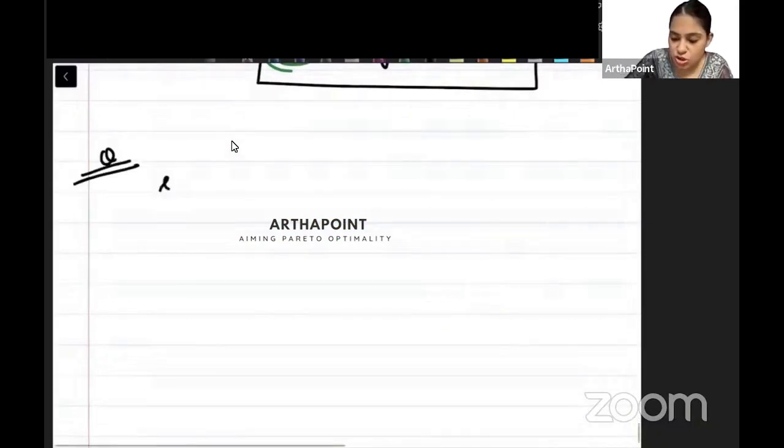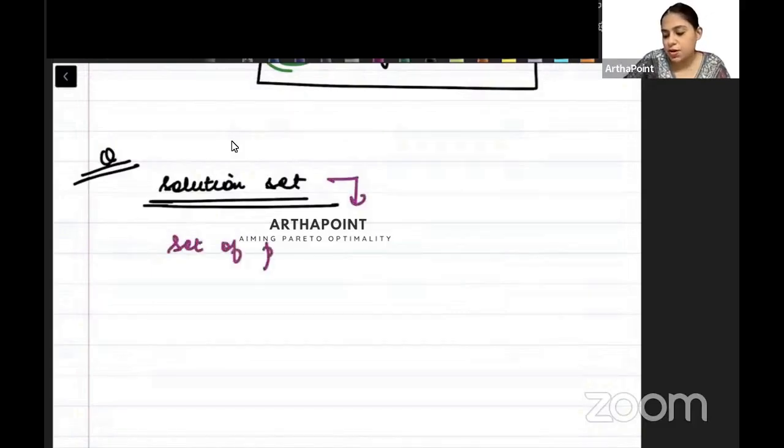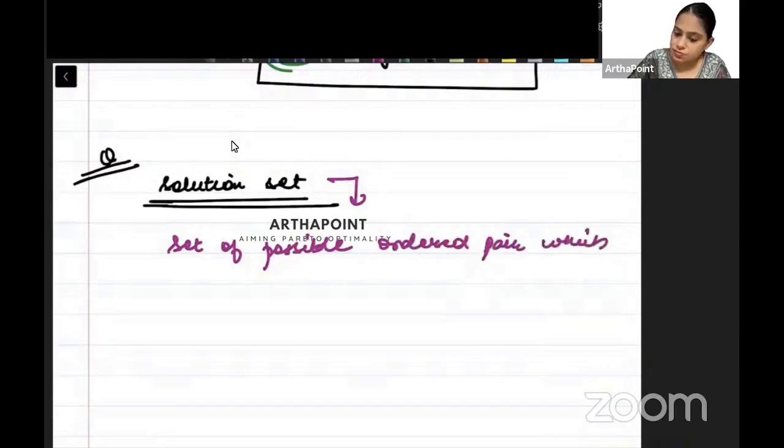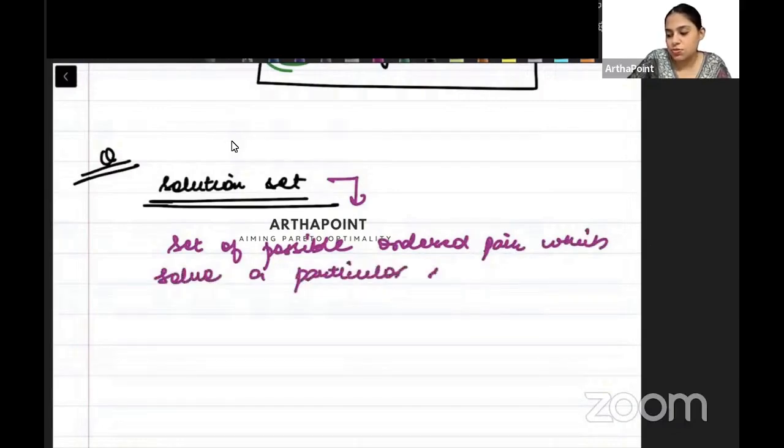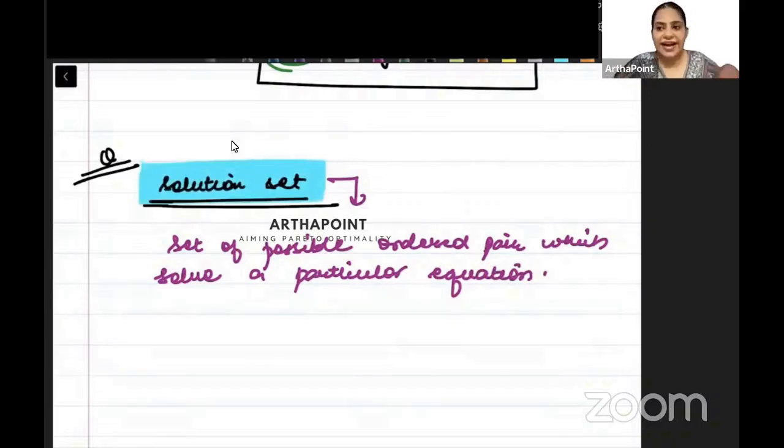अब हमें समझना है what is a solution set. A solution set is basically the set of possible ordered pair which solve a particular equation. ऐसे ऑर्डर्ड पेयर जो एक पर्टिकुलर इक्वेशन को सॉल्व करते हैं उसको सॉल्यूशन सेट बोलते हैं. We call that as a solution set. ठीक है. Example.